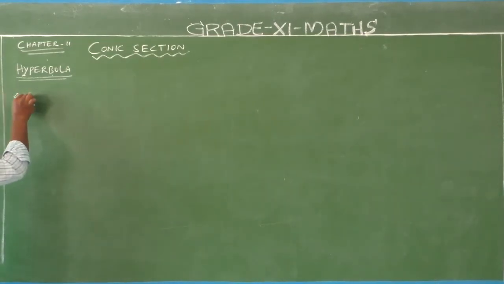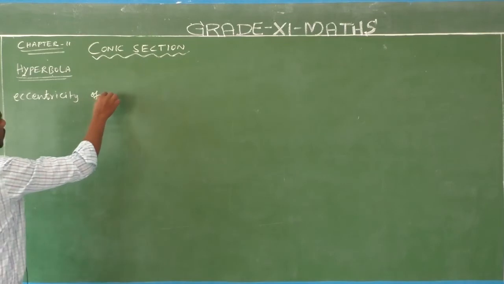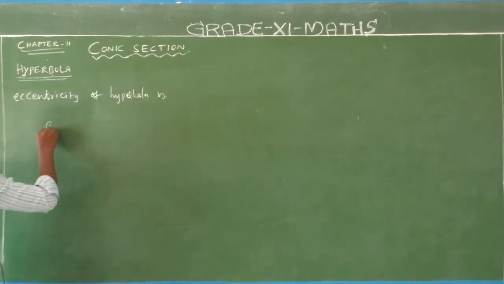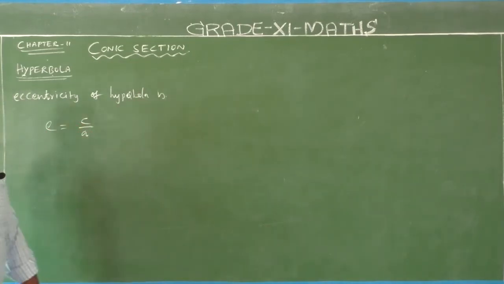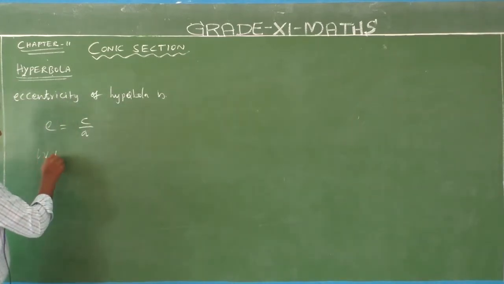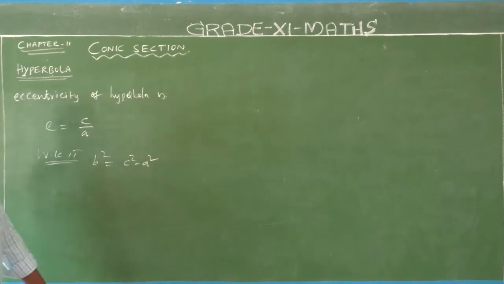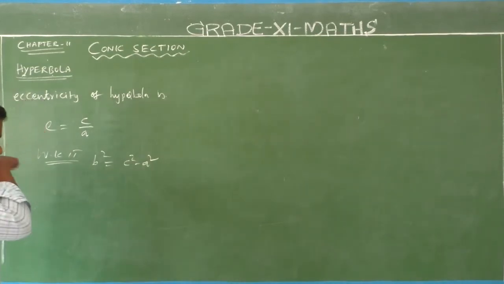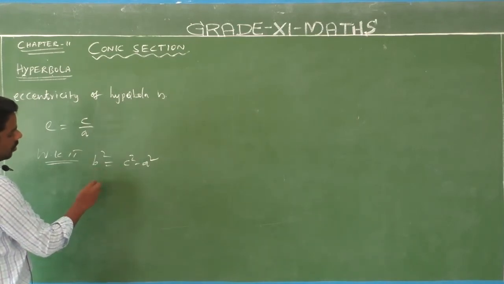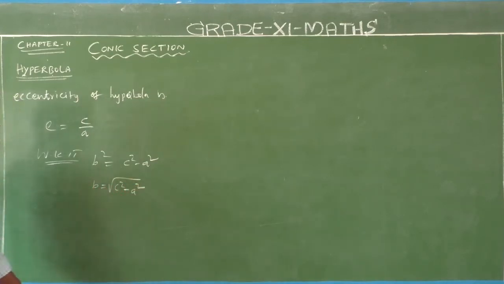Eccentricity of the hyperbola is e equal to c by a. We know that b squared equals c squared minus a squared, and b is equal to the root of c squared minus a squared.